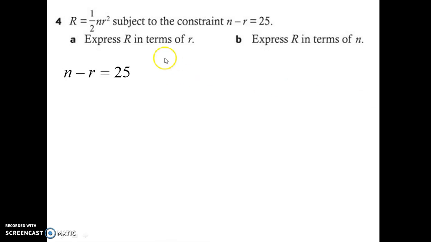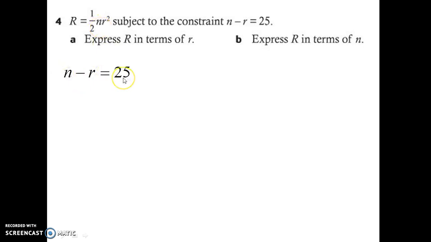This one says express R in terms of r. Okay, so capital R in terms of little r. So we have the big R here, and here's the little r. If we want this equation to be rewritten with just big R here and little r here, we need the n to disappear. So then we look at this one and we say, well, if we can solve this one for n, then we can substitute that in for that n to get rid of that n.